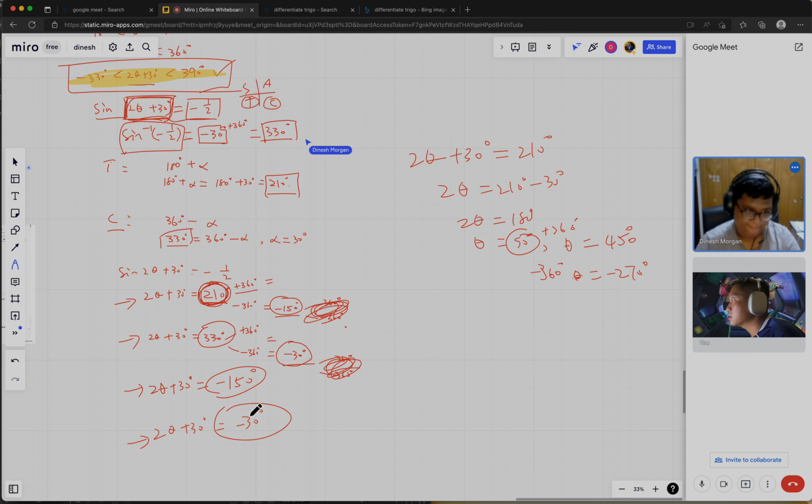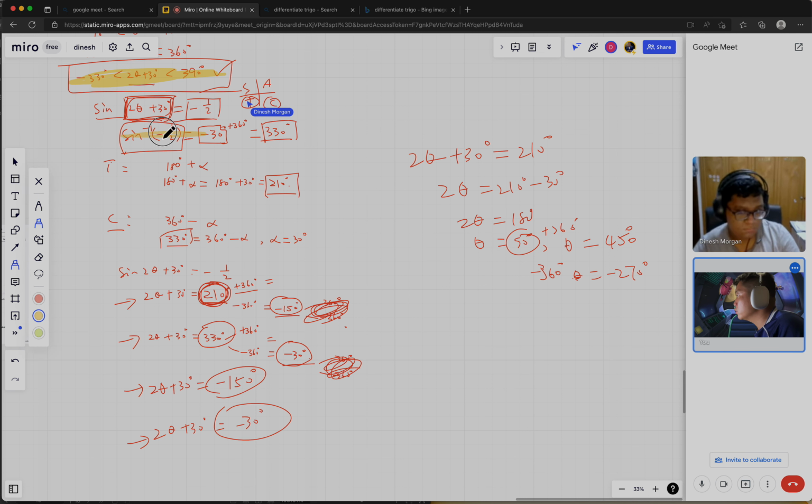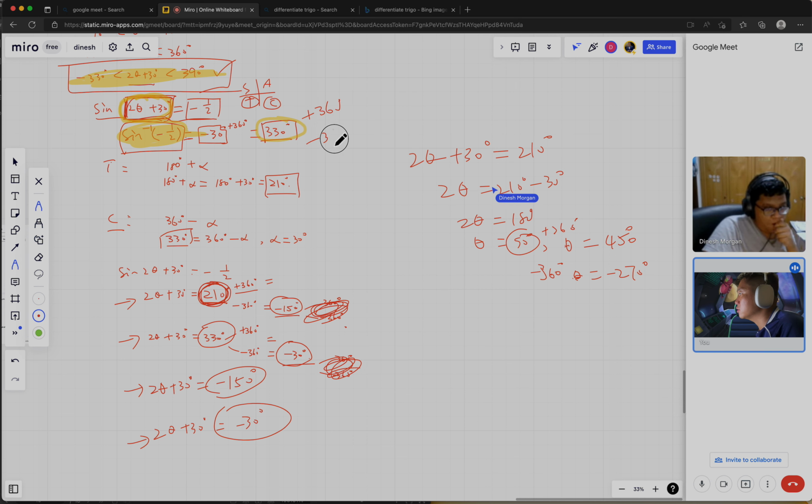The reason is when you do this sine inverse negative half, this 330 is actually for the entire block. So you need to see this as an entire block. And then when you add the 360 or minus 360 to it, you should add the 360 or minus 360 here, not until you solve it.